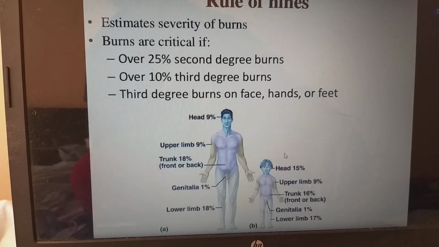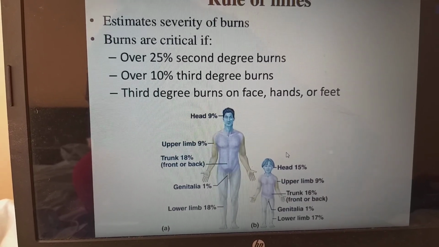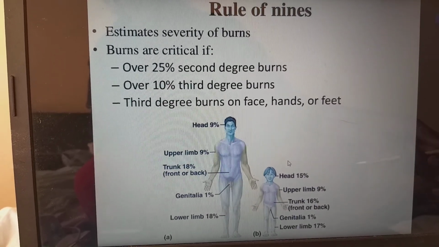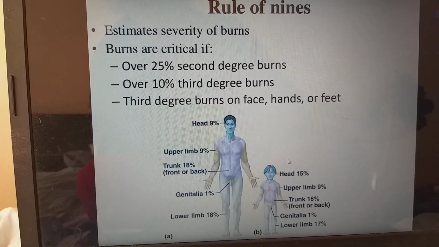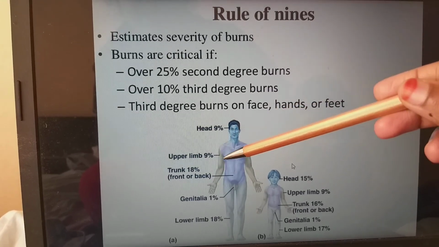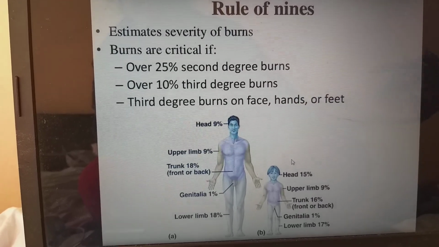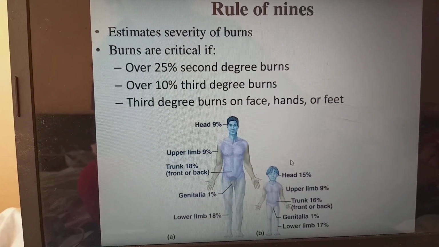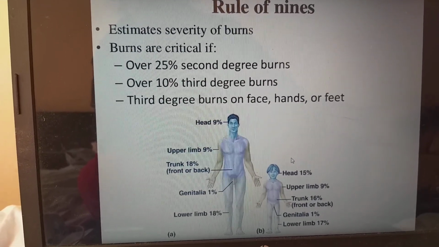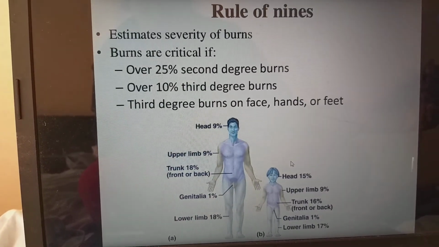Coming to the rule of 9, the overall body is divided into percentages of 9. This is used to estimate the severity of burns, that is, how much percentage of the body is burned. For example, if the person has burns on the head as well as the upper limb, 9% for the head and 9% for the upper limb, so 9 plus 9, the person has 18% burns. The burns are very critical. Over 25% is second degree burns. Over 10% is third degree burns. Third degree burns on the face, hands, or feet are critical.